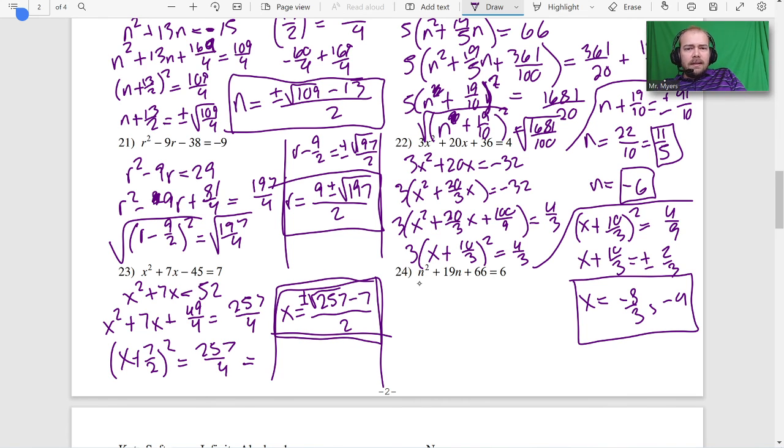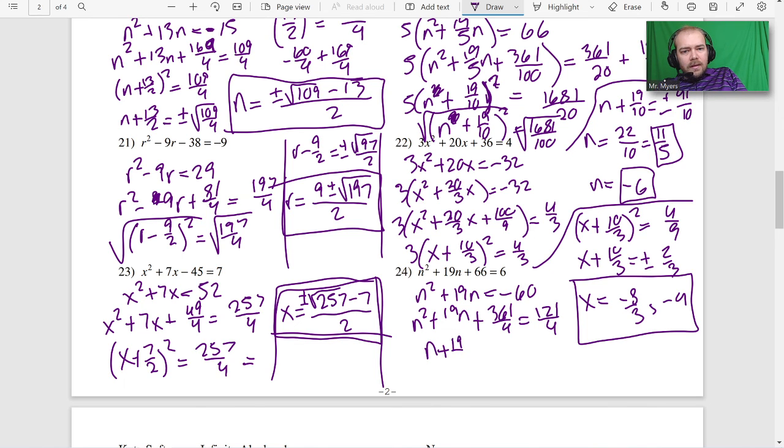Okay, and then last but not least, goodness gracious, this worksheet is crazy. So we get this, n squared plus 19n plus 19. I was about to write 19 halves, that's why I wrote the 19 in a little weird there. 19 halves squared, that's 361 over 4. So 361 over 4 minus 60 is 121 over 4. Oh, goodness gracious. That's going to have a square root.